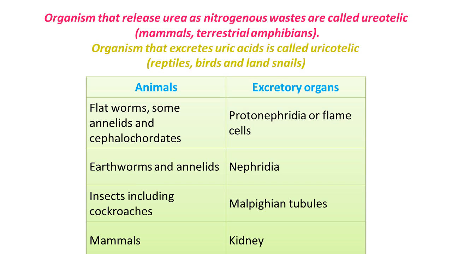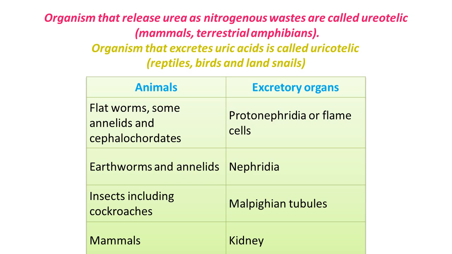Some amount of urea may be retained in the kidney matrix of some of these animals to maintain the desired concentration and osmolarity. Some other animals like reptiles, birds, land snails and insects excrete nitrogenous waste as uric acid in the form of pellet or paste with a minimum loss of water, and they are called uricotelic animals.